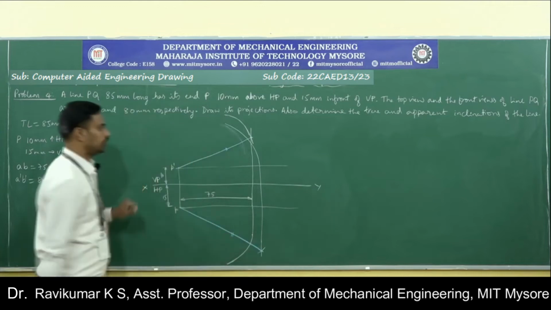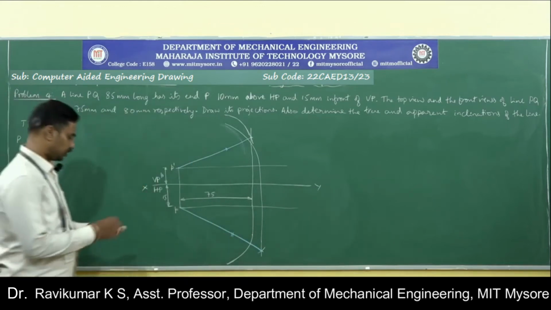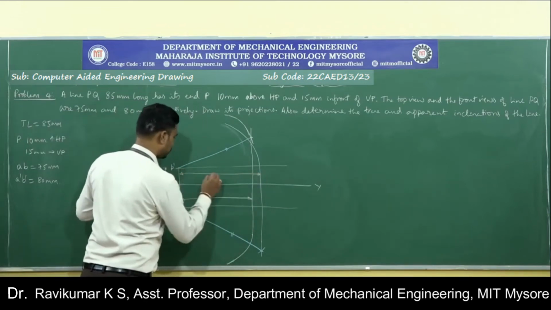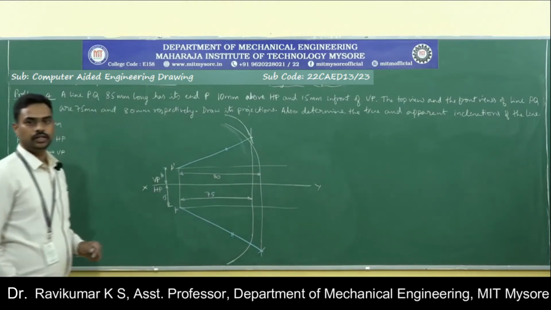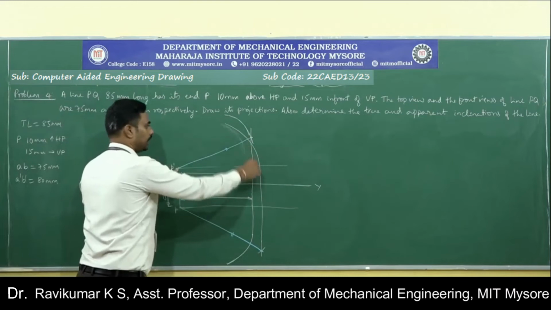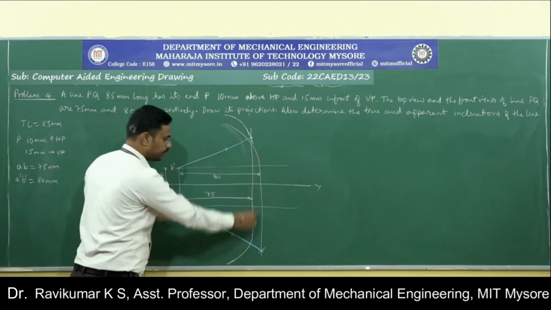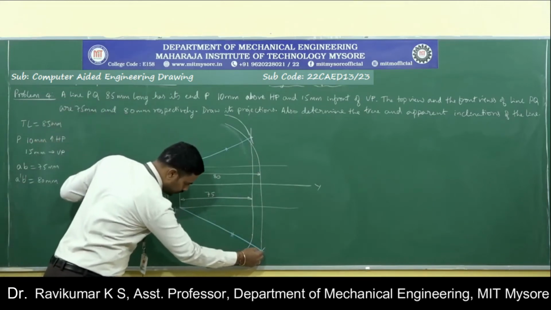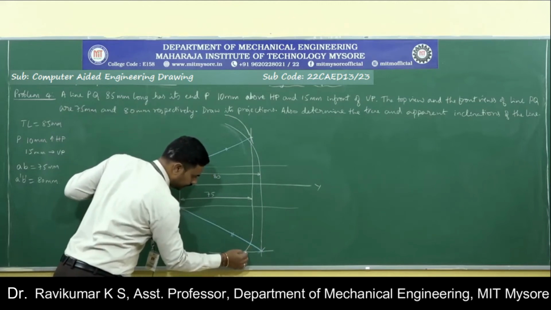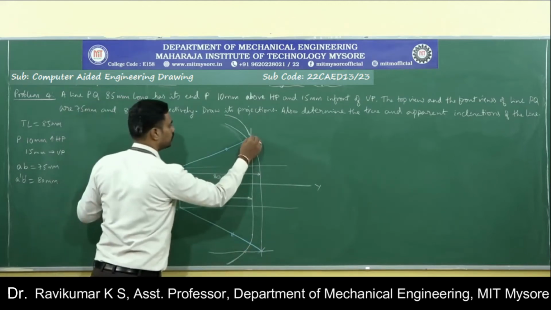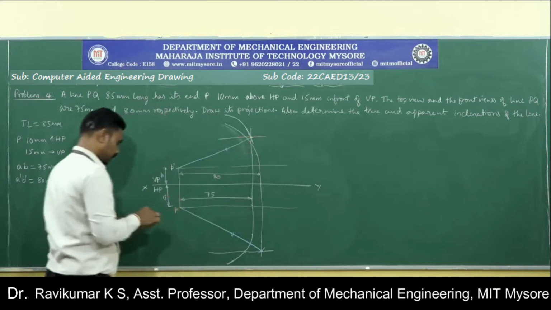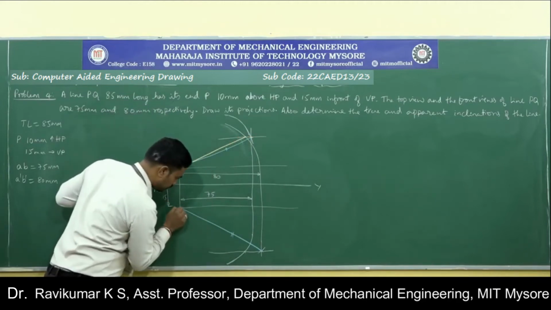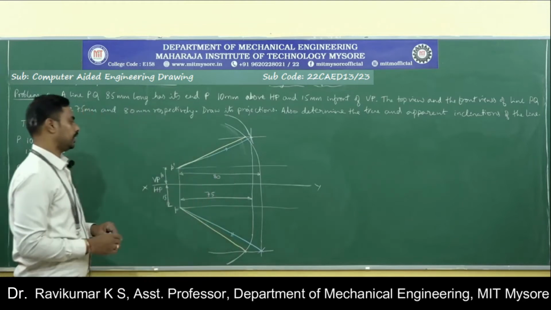So this will be the true length, where this distance will be 80 mm. I have used the radius to make it parallel. That's the concept. Now we have this point. You just draw a locus from this point, you will get the other point. You just join those two, you will get the apparent length. So this is the apparent length.